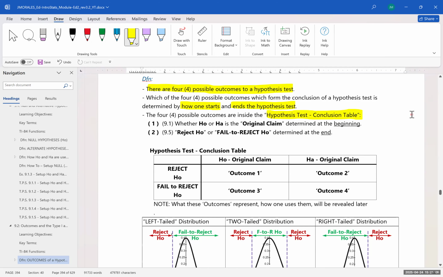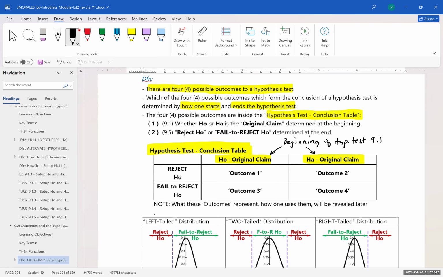So here's an example of a conclusion table with the four outcomes. What you'll notice about this conclusion table is we've got the null was the original claim or the alternate hypothesis was the original claim. So these two things are what you get at the very beginning of doing a hypothesis test. And this is what we just covered in the previous section.